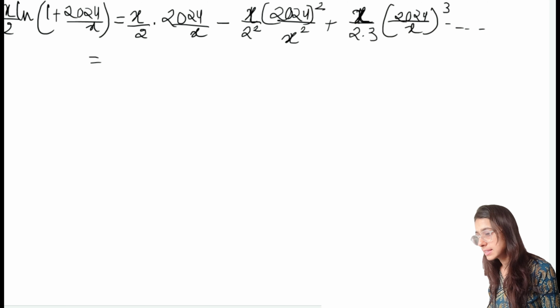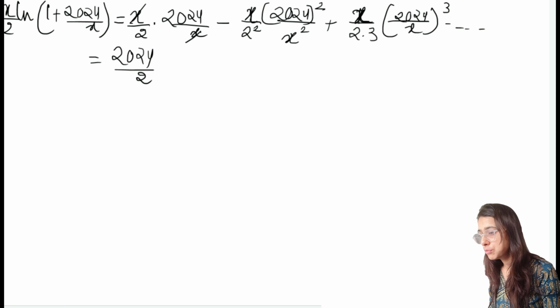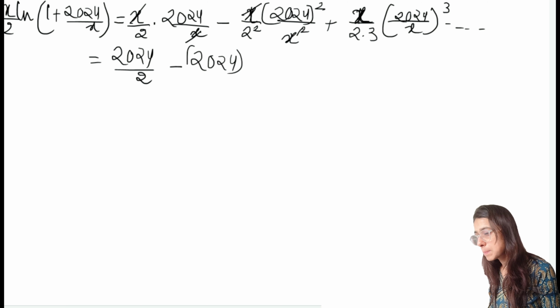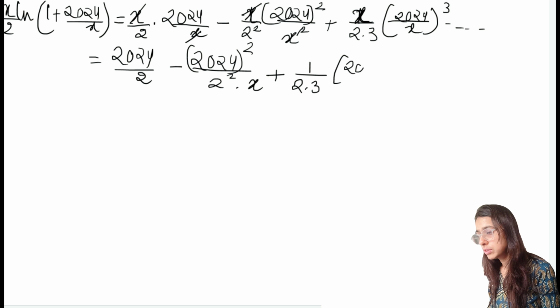plus 1 पर x cancel हो जाएगा, so 2024/2 will be left minus x and 1x will get cancelled, so we'll get 2024 squared by 2 squared by x plus यहाँ पर 1/2 into 3 2024 cube into 1 upon x square will be left and so on.